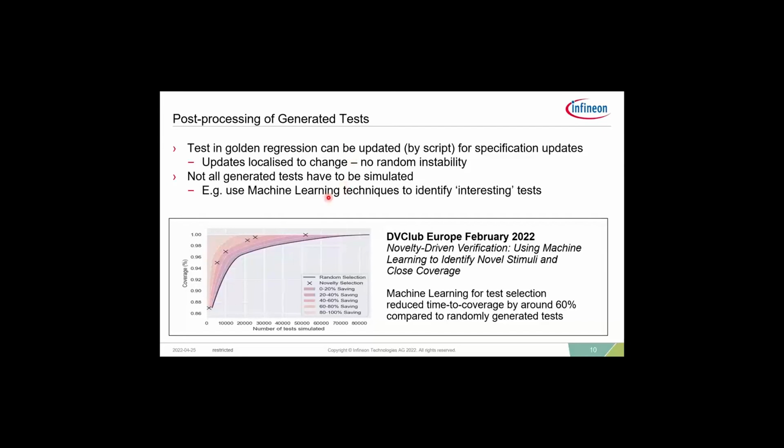Something else we've done is use machine learning techniques to identify tests which seem interesting or potentially interesting, and we only simulate these tests. So we don't simulate all the tests we generate; we simulate the tests which are of most interest. I presented this back at DVClub in February, and we showed evidence that we could potentially save around 60% of our simulation time using this approach. So post-processing of generated tests is another benefit.